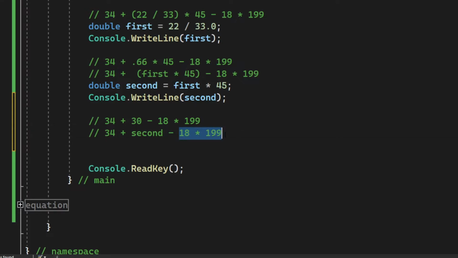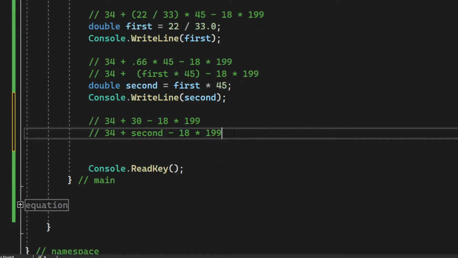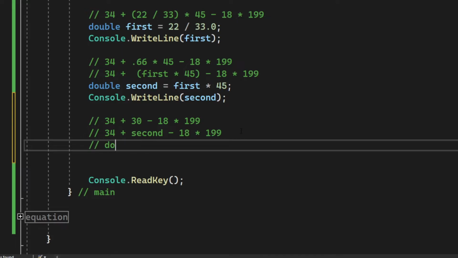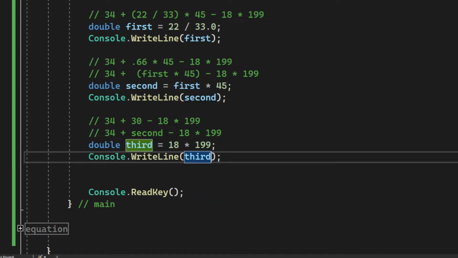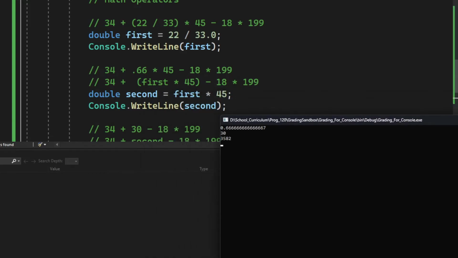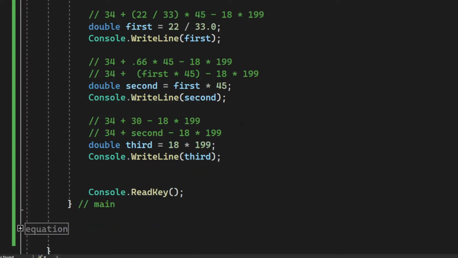If we recall, this is the next part, thanks to PEMDAS. Is it PEMDAS? I don't know. You know what I'm talking about by now. So we do our multiplication next. It's 18 times 199. So we're going to do double third equals 18 times 199. Display the result here. Run our code. 3582. 3582. Things are adding up.